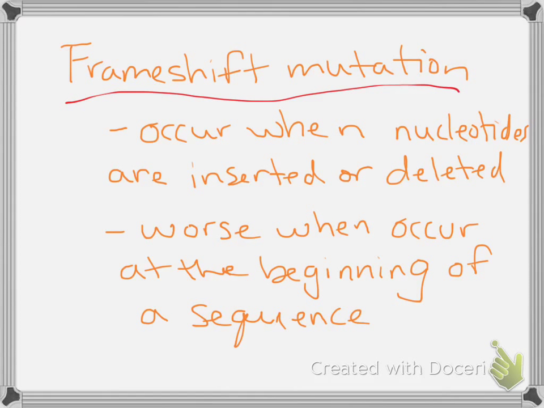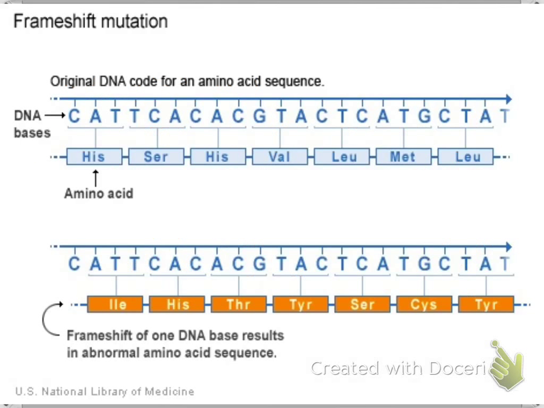We also have frameshift mutation. This occurs when nucleotides are inserted or deleted. It is worse when this happens at the beginning of a sequence. So here's a picture where this has happened. The frameshift, you can see we started here on the original DNA, and now we've shifted it to here, and this causes a whole abnormal strand of amino acids, so the correct protein doesn't work.